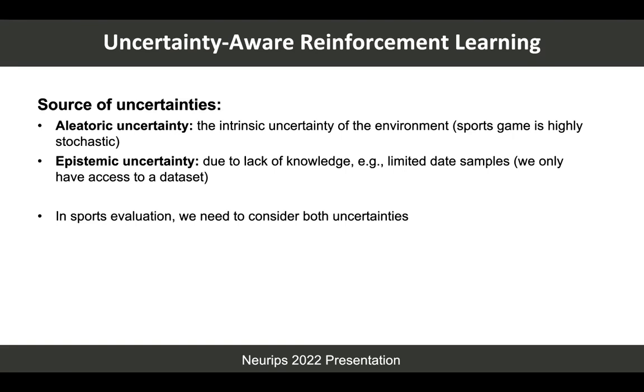This uncertainty is due to the lack of knowledge. For example, we only have very limited data samples. In our case, because we only have a data set, we also need to consider the epistemic uncertainty when we do player evaluation. Basically it means we need to capture both of the uncertainties.